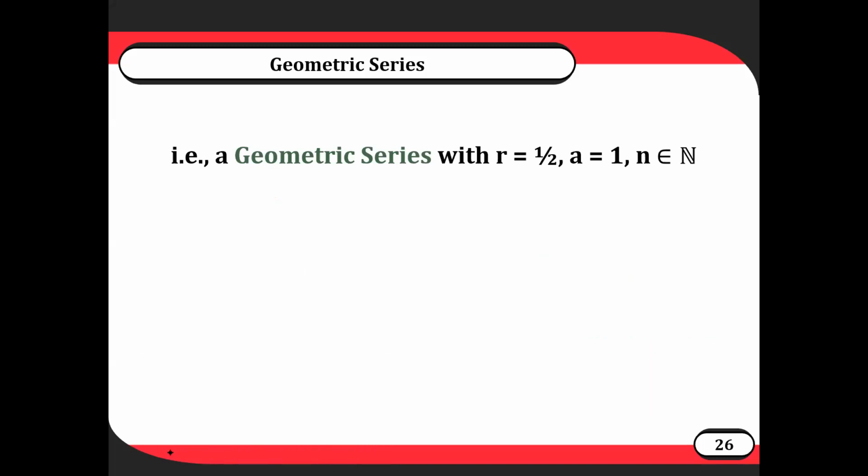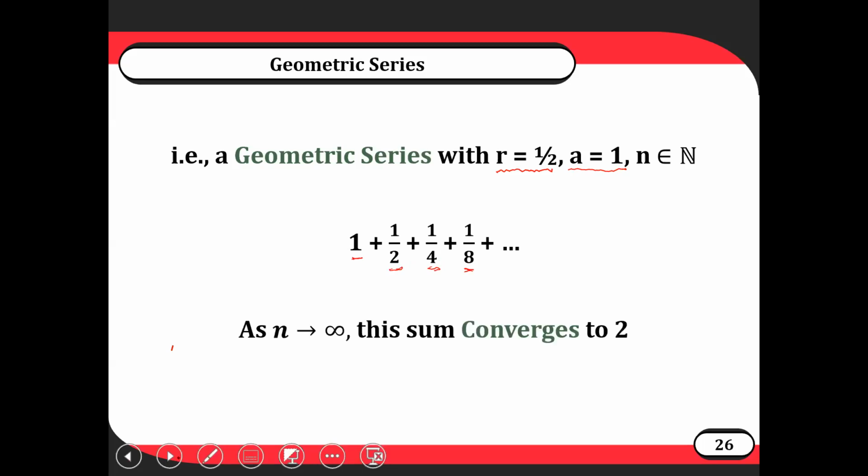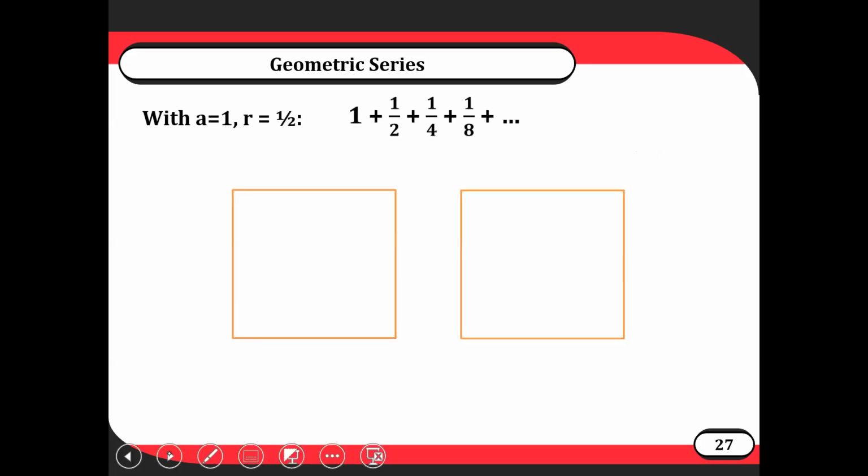But here's a couple ways of visualizing that. So if we have r equal to 1/2 and a equal to 1, then we have this series here. So we have 1 plus 1/2 plus 1/4 plus 1/8. And this sum converges to 2 as n approaches infinity. And so there's one way to look at it is this.